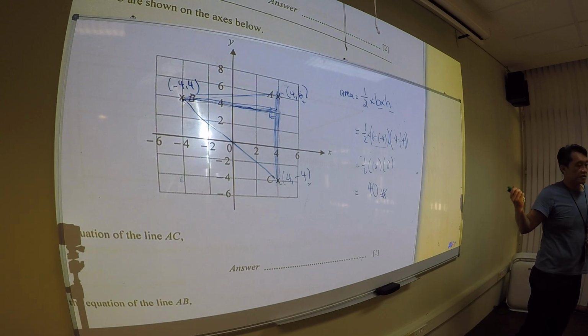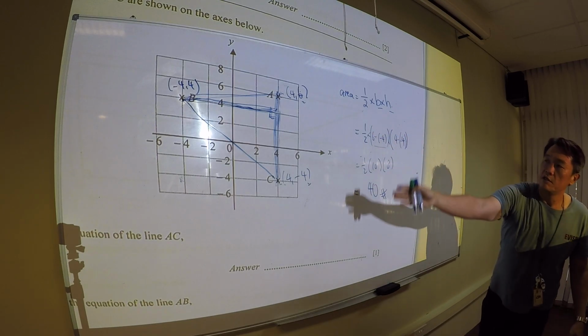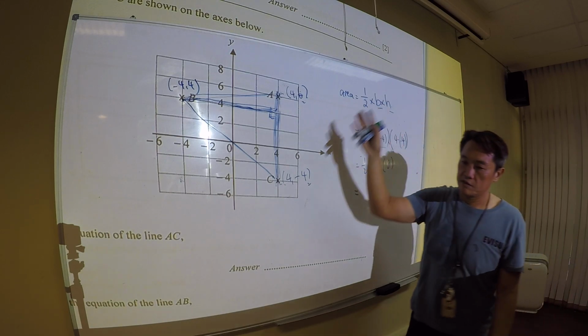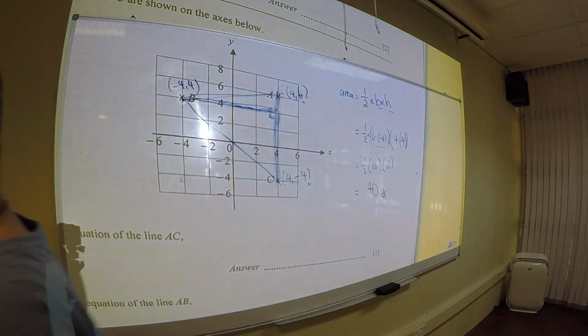Okay, it is just half times base times height. Base and height are always 90 degrees apart.